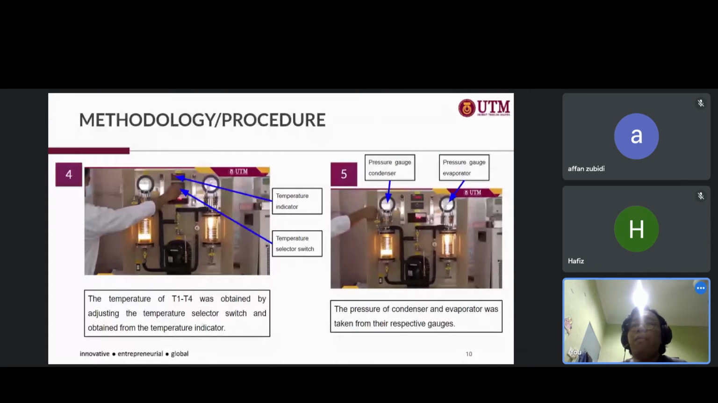The fourth step is recording the temperatures T1 until T4, which were obtained by adjusting the temperature selector switch, which is below the temperature indicator, and the temperature was recorded as shown on the temperature indicator. The fifth step is taking the pressure of the condenser and evaporator from their own gauges, where the left is the pressure gauge for the condenser and the right is the pressure gauge for the evaporator. So next slide.